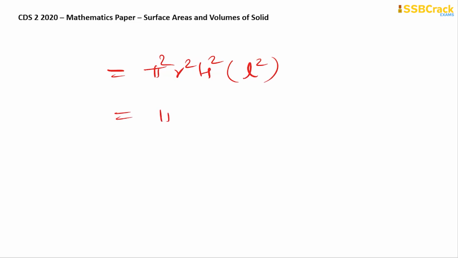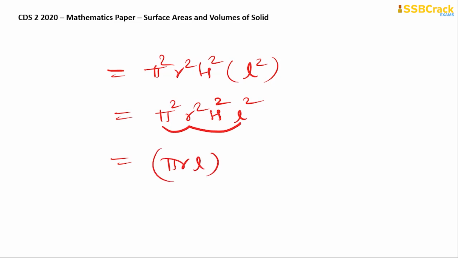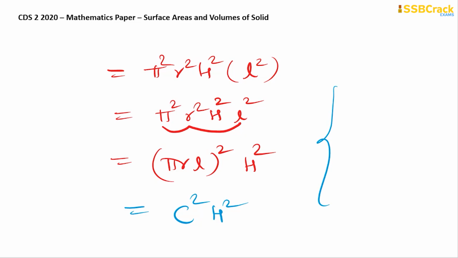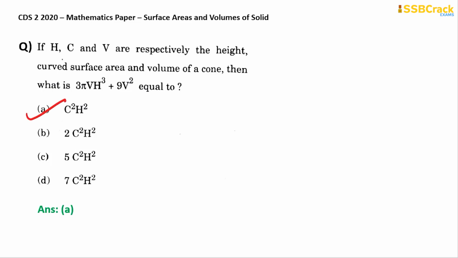Right, so we are getting pi square r square h square L square. Out of which, if I combine this pi, r and L, that makes the curved surface area of the cone. So I can keep aside this h square, so that I could express this as c square h square, because what was c? C was the CSA of the cone, and CSA of a cone is pi r L, you know very well, isn't it? And hence we have come to the answer, option number A, that this expression equates to c square into h square, isn't it?